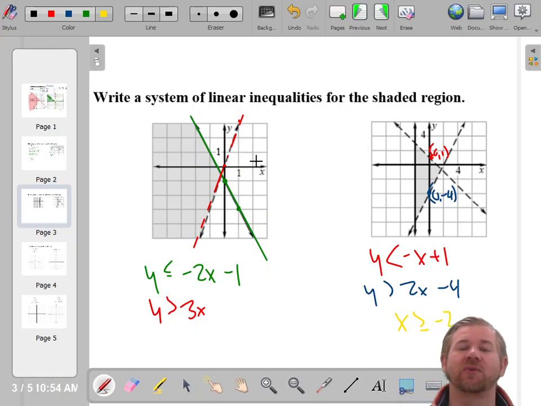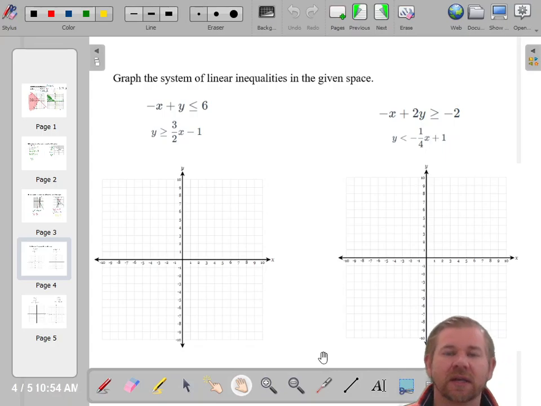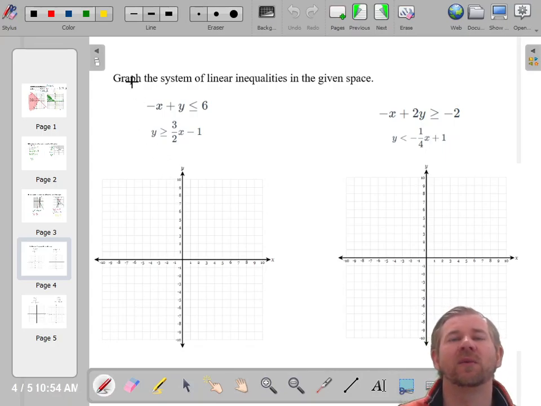Mostly what I need you to be able to do is graph these, not go backwards. So this isn't going to be the focus. This is more like what you're expected to do. So let's do the practice problems, and then we'll be done.